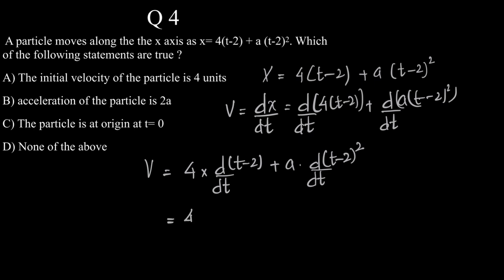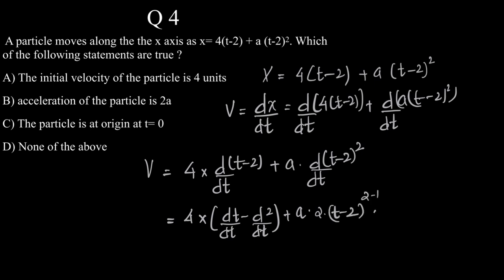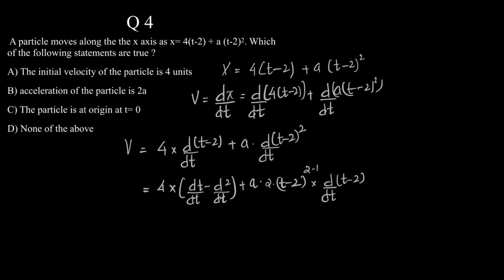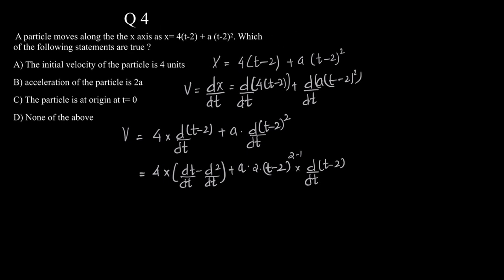So this implies 4 into d by dt of t minus d by dt of 2, plus a into d by dt of t minus 2 the whole square, which is 2 into t minus 2 into 2 minus 1 into d by dt of t minus 2. So yes, I do understand you may have doubt here, so I'll elaborate that point.